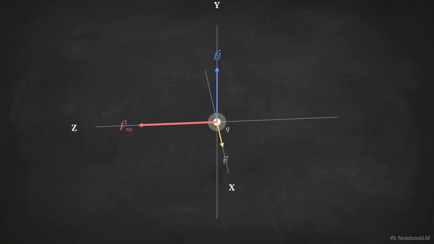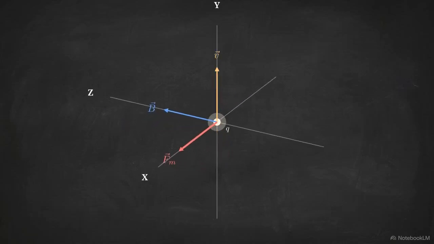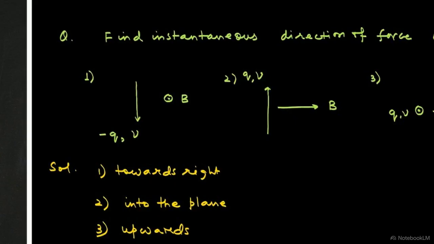We can test these theoretical rules against concrete spatial configurations to build intuition. These 4 sketched cases determine force direction from velocity and magnetic fields. In case 1, a negative charge moves downward into an outward field. Applying the hand rule and flipping for negative charge, force pushes right.